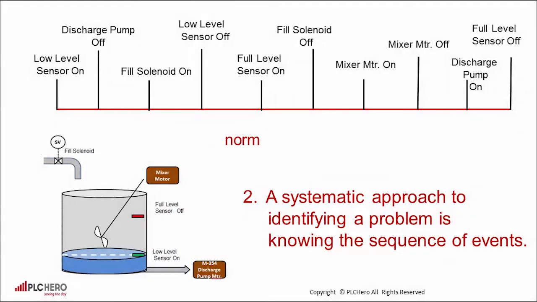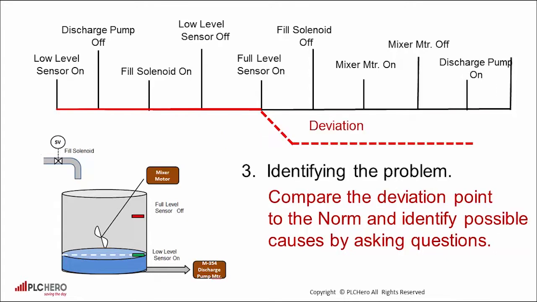This sequence of events can be graphically represented. The order of events represents the processor scan and becomes the norm for the process. When a deviation occurs from the norm, it will become necessary to identify the problem, its cause, and how to take corrective action. Knowing the sequence of complex processes can be used to reduce a deviation to a single event.